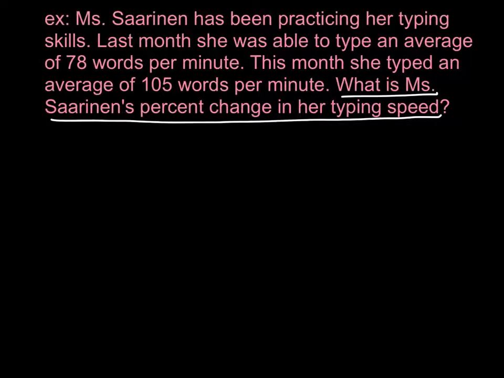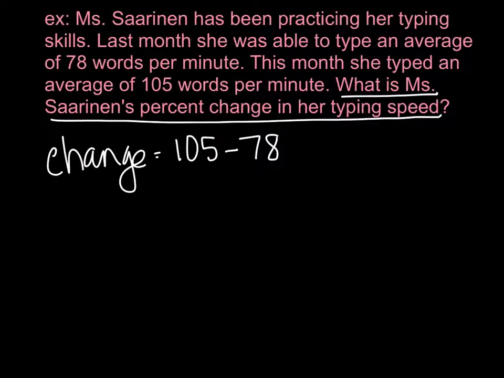So this time, instead of setting up my proportion first, I'm going to find that change first, okay? So to find the change, I'm going to take 105, subtract 78. And that's going to let me know that I have a change in my words. So 105 minus 78 gives me 27. Okay, so that's a 27 words per minute increase. I'll just abbreviate with that arrow from one month to the next. Except that it doesn't ask us what was my words per minute increase. It wants to know my percent change.